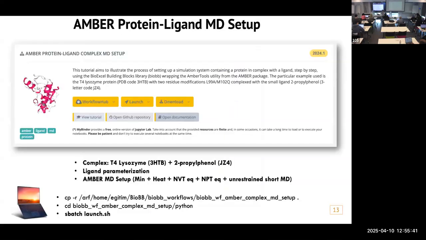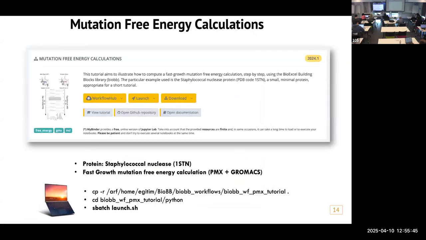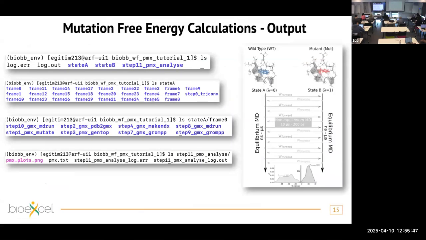And this is the easy one. This is the one for Amber, exactly the same. And this is the free energy. And here you have the hierarchy of output folders for this.